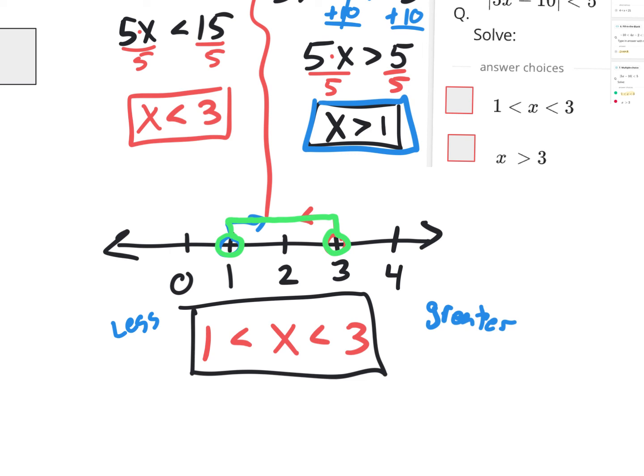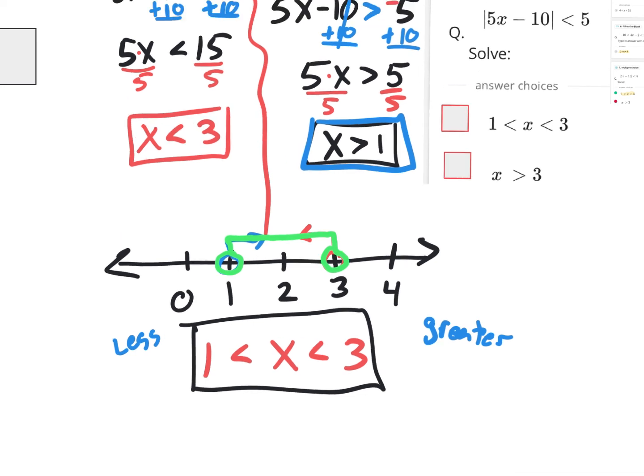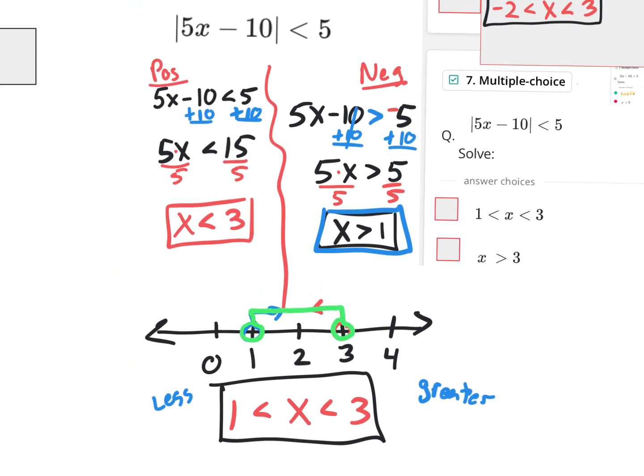One thing to note is if I would have solved this whole thing, let's go back over here. If I would have solved the positive situation, negative situation, got my 2 answers, and when I graphed them, they would have been apart. Like if this would have been x is less than 1 and x is greater than 3, if they would have been apart, then I would just keep my 2 answers, write them together with the word or between them, because that would mean it's going that way or that way. But in this case, it's together, so it's between here and here. So that means we need to write a compound inequality with x in the middle.